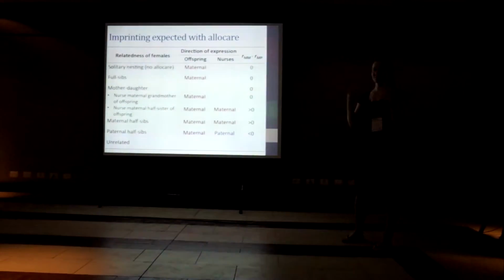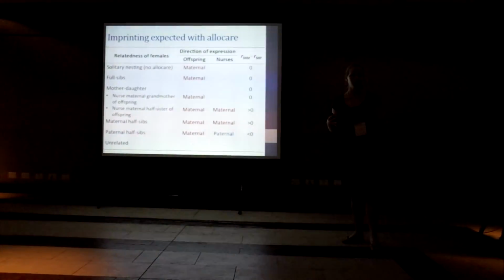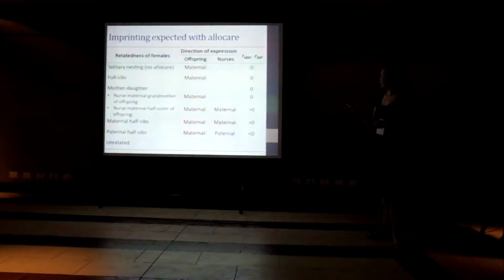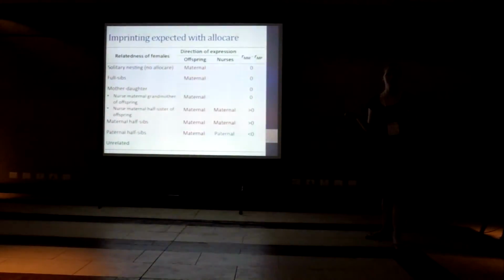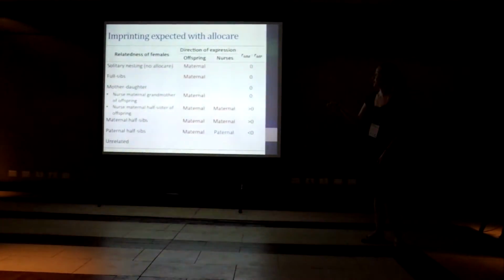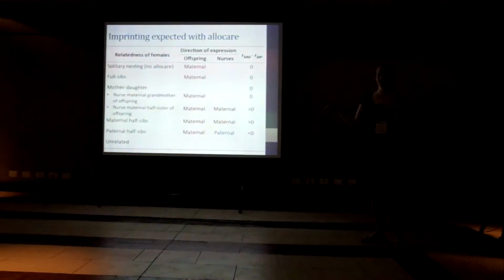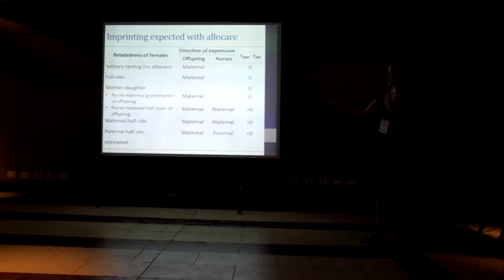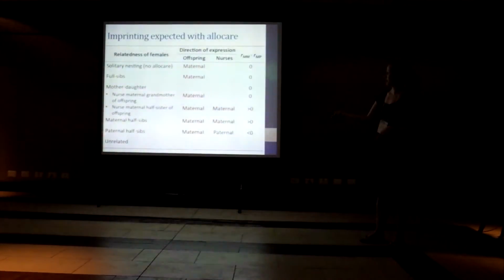Okay, so just to bring this back to that context of communal nests and look at what we might expect under a number of scenarios that we can imagine might actually happen. This first column here refers to a number of scenarios about the relatedness of females in communal nests, starting with the simple case where there's just a mother and offspring, no allocare. Mothers are full sibs, females are mothers and daughters, maternal half-sibs, paternal half-sibs, or unrelated.